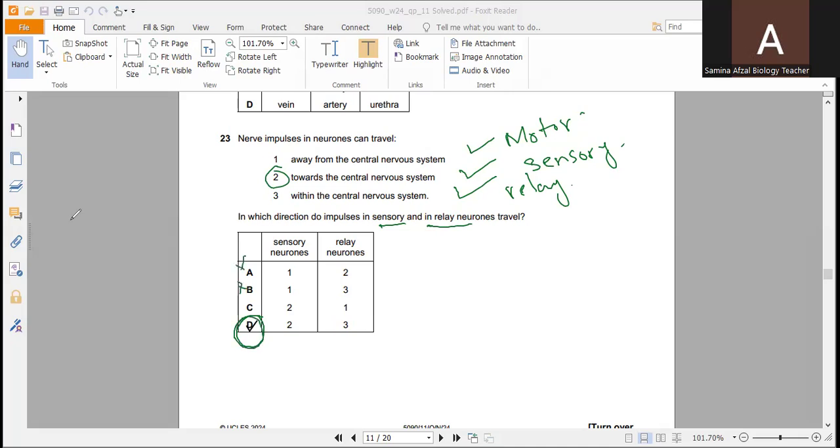A, B, and C are not the correct options because they have shown that sensory neurons are taking the messages away from the central nervous system, whereas they are taking them towards the central nervous system. So in this way, those are not correct options. Only D is the correct option.